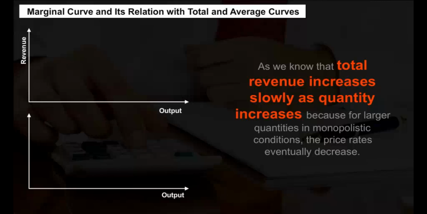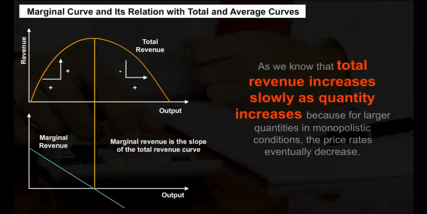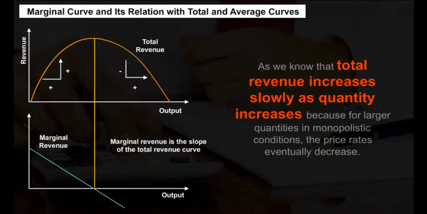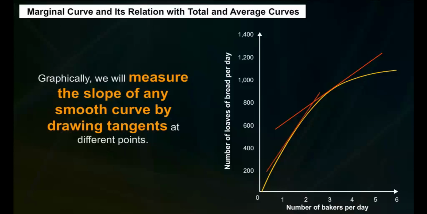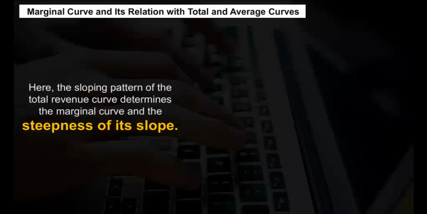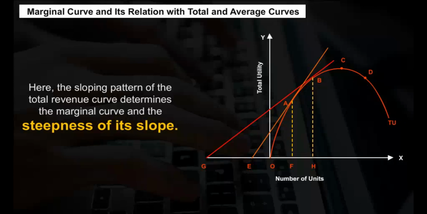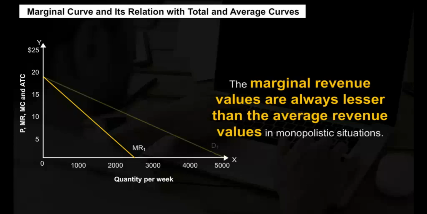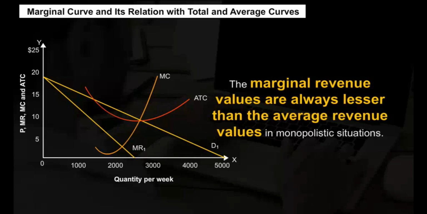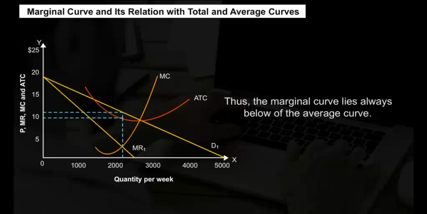As we know, total revenue increases slowly as quantity increases, because for larger quantities in monopolistic conditions, the price eventually decreases. Graphically, we measure the slope of any smooth curve by drawing tangents at different points. Here, the sloping pattern of the total revenue curve determines the marginal curve and the steepness of its slope. The marginal revenue values are always lesser than the average revenue values in monopolistic situations. Thus, the marginal curve lies always below the average curve.